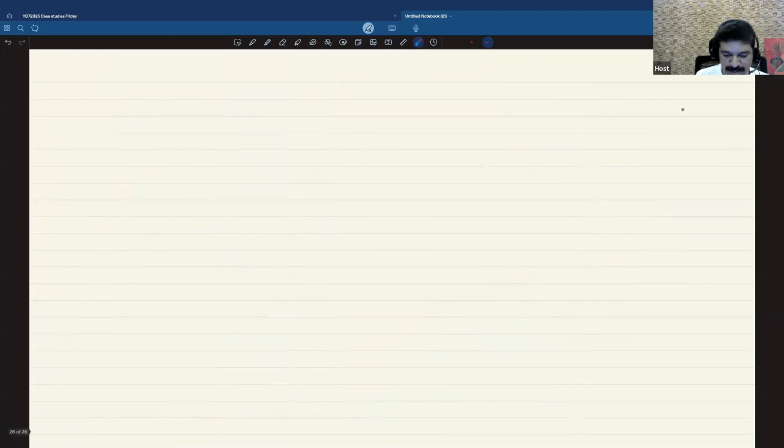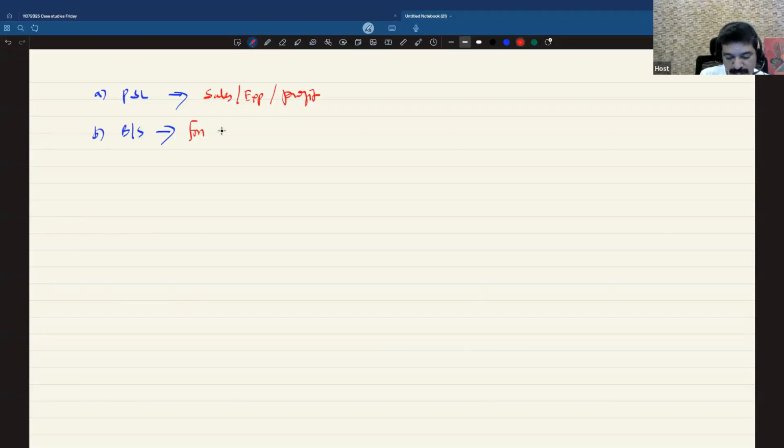Now a question may arise: why is there a need for fund flow analysis? There is a P&L, but what is the purpose of the P&L? It is to communicate the sales, the expenses, and the profits. Then there is the balance sheet, whose role is to communicate the financial position of a business as on a particular date: what assets they have, what liabilities they have, and what the contribution of the owners is. That's it.